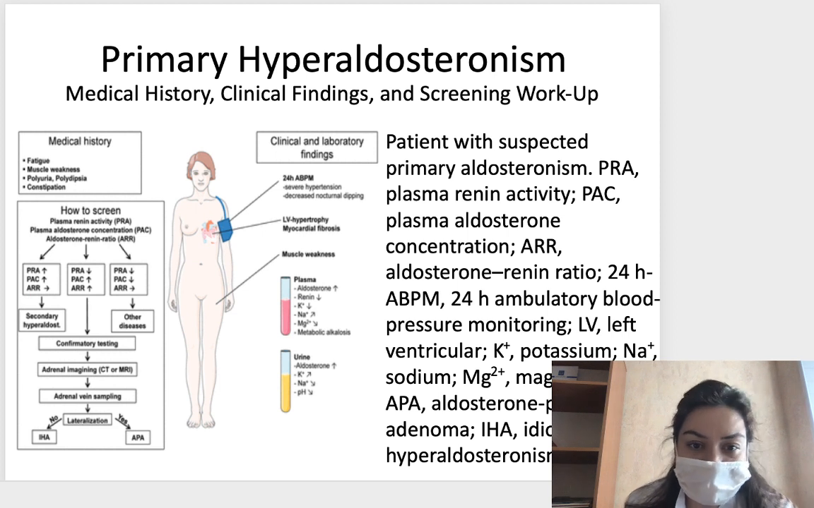In lab tests, increased aldosterone, decreased renin, decreased potassium, magnesium, increased sodium, and metabolic alkalosis in plasma tests. In urine tests, increased aldosterone and potassium, decreased sodium and pH.